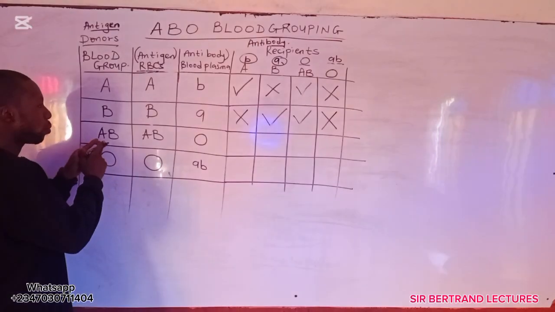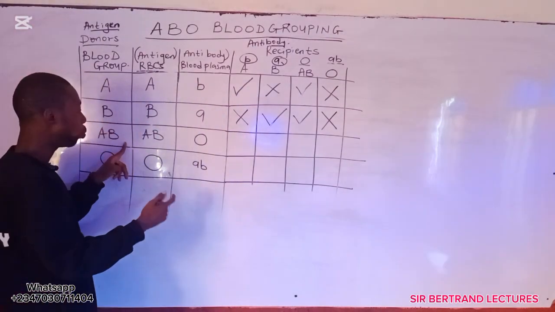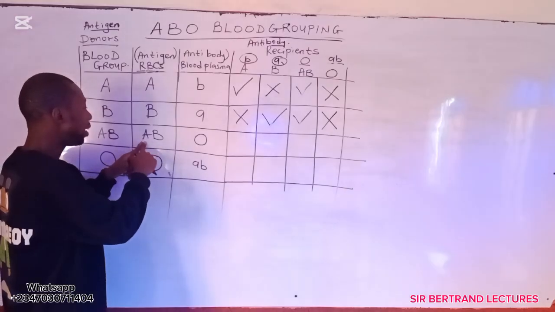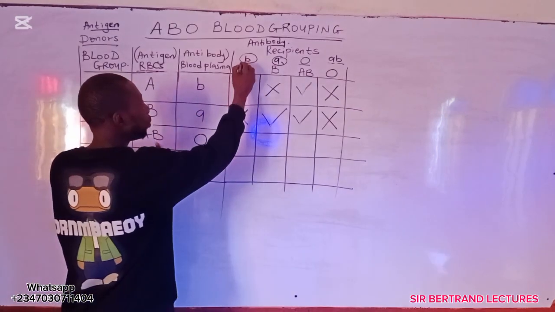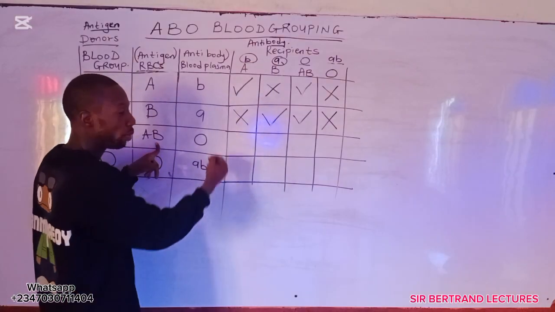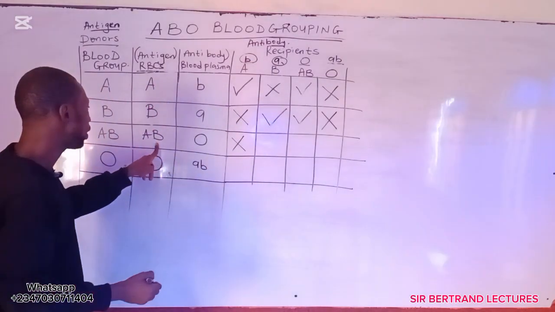Okay, now here, can AB donate blood to A? No, we have both antigen A and B, and the B antigen here will react with the B antibody here in blood group A recipient. That's why the blood here cannot match together.